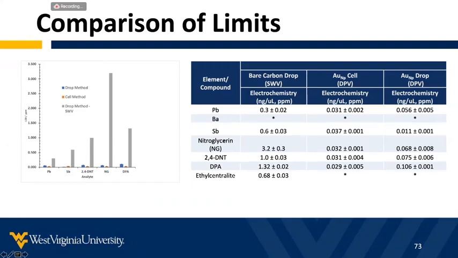The table on the right shows the limits of detection for the suite of elements and compounds that we have measured so far. As you can observe, both gold nanoparticle methods increase the sensitivity of the method significantly when compared with the bare carbon method. The figure on the left presents the data in a graph format, where the y-axis presents the limits of detection in parts per million. Therefore, the lower the bars, the more sensitive the measured species.